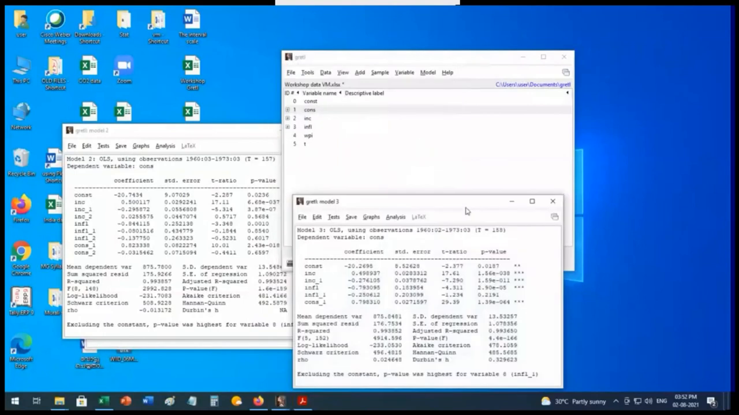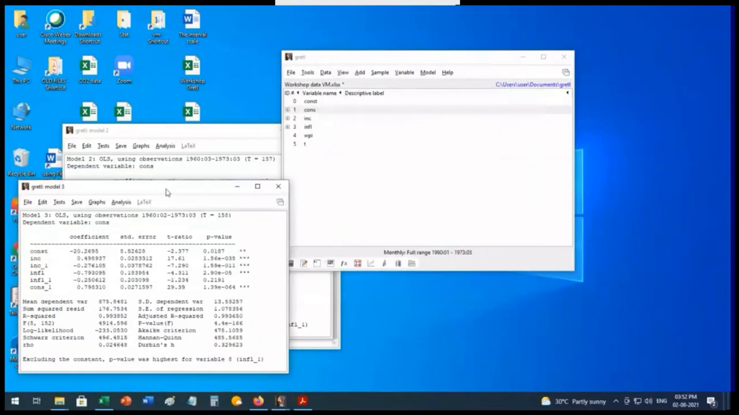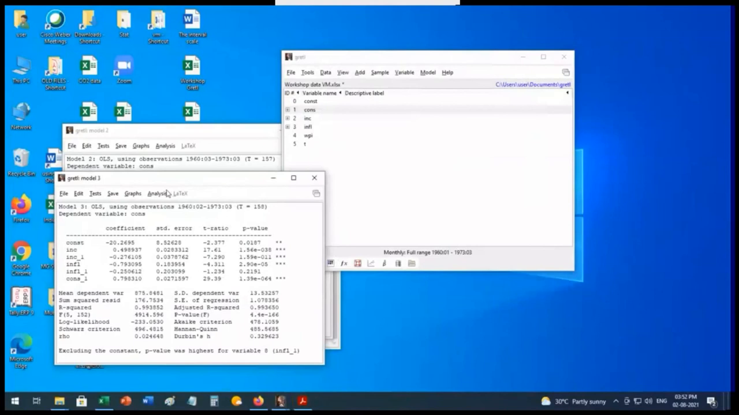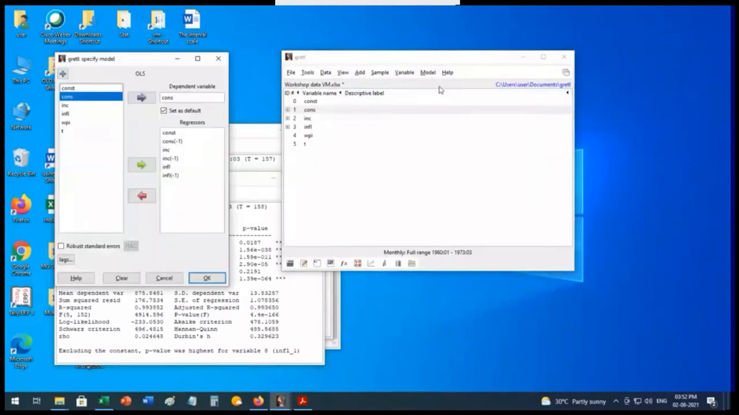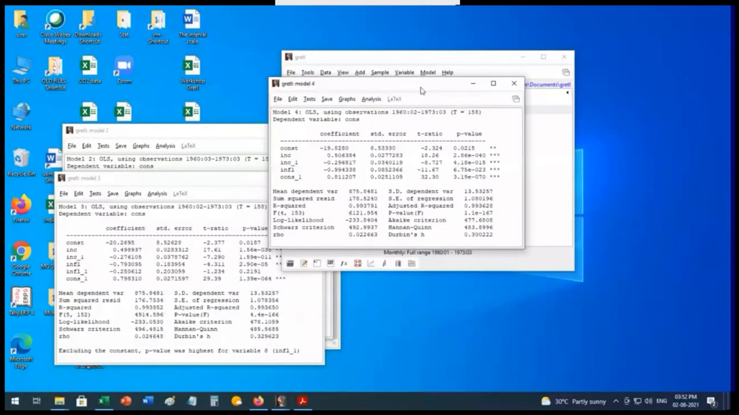Now what do we find? Inflation minus 1 is not significant. So we go to the model again, rerun the model, remove inflation minus 1, and then click OK, and here we get the model. What do we find? All the variables are significant, highly significant.